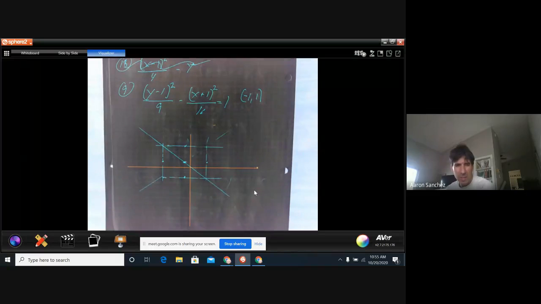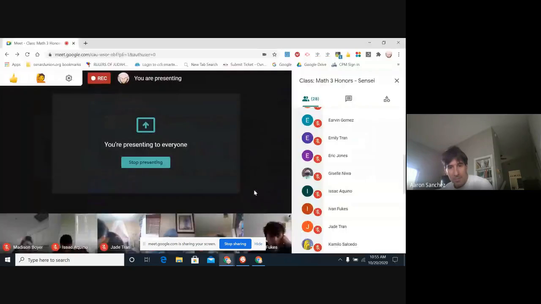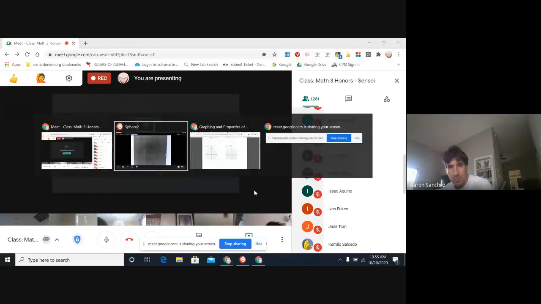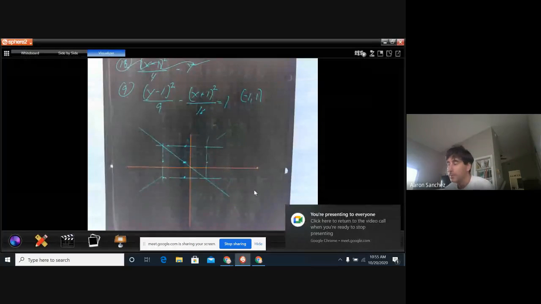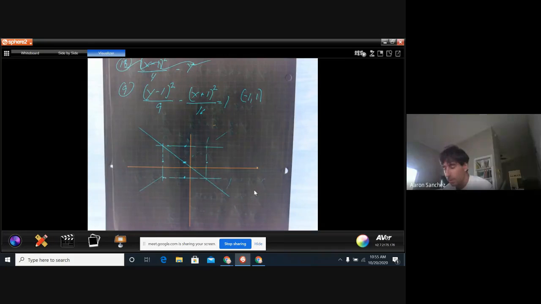Do you guys see my function? Those are my landmarks. It's not my graph. Haven't graphed it at all. Okay. Up and down or left and right? Isaac, what do you think? Up and down or left and right? Up and down. Very good, because the y is positive. We go up and down.